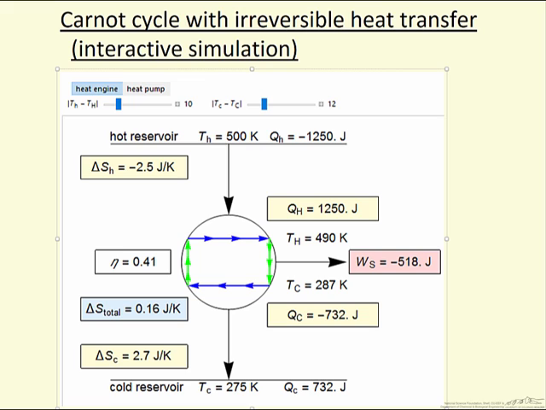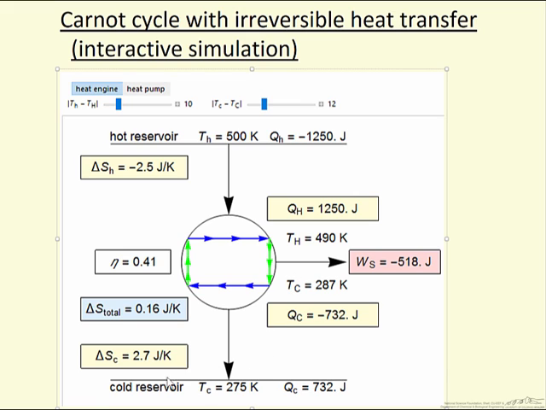This is an interactive simulation that uses a Carnot cycle and allows for a difference in temperature between the high temperature of the cycle, for example, 490 K, and the high temperature of the high temperature reservoir, in this case 500 K, and likewise the difference between the low temperature of the Carnot cycle and the low temperature reservoir.